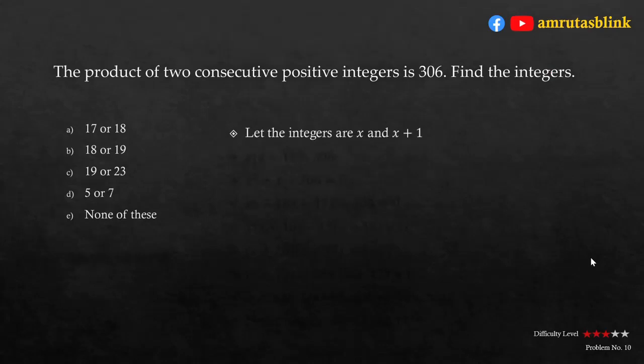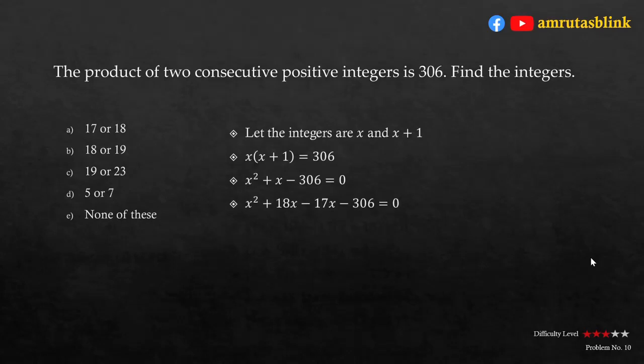The product of two consecutive integers is given. So let's suppose one integer is x, then the next integer to x will be x plus 1. Hence we can easily create the equation as x into x plus 1 is equal to 306. That is x square plus x is equal to 306. Hence x square plus x minus 306 is equal to 0.